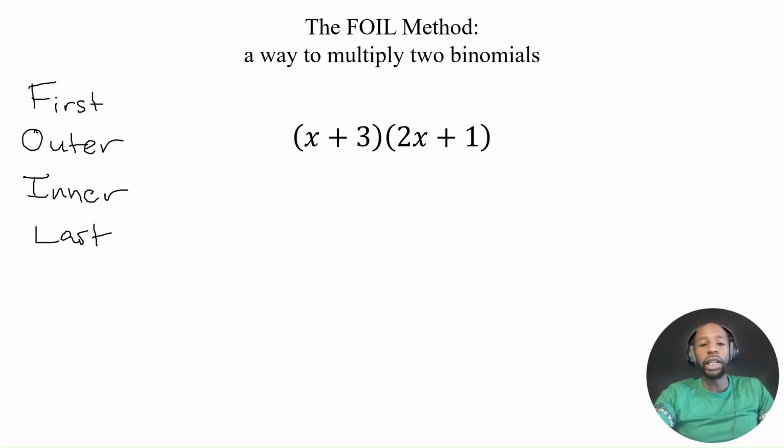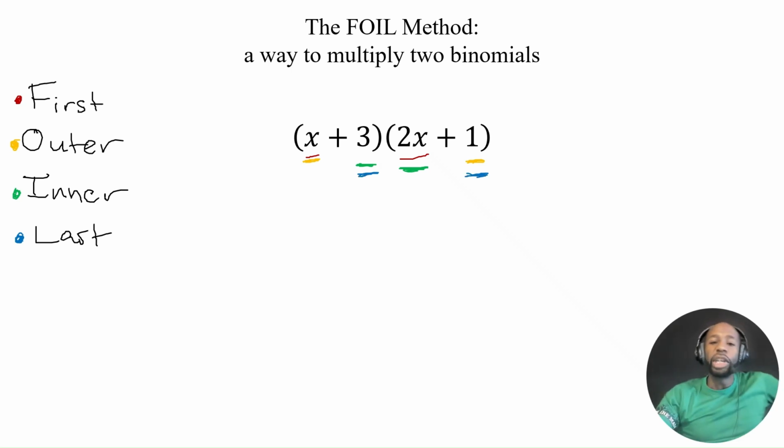All right, so the first thing is we want to multiply the first terms together. Then we multiply the outer terms together. This is outer. This is outer. On the outside. Then we multiply the inner terms together. So that's inner. This is inner. And then last, we multiply the last terms together.